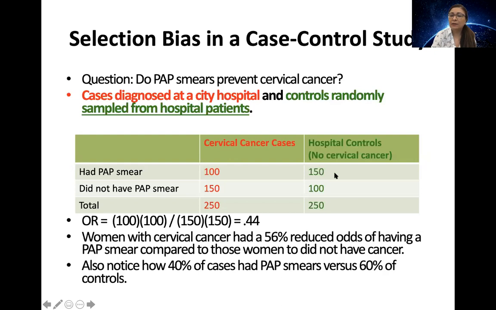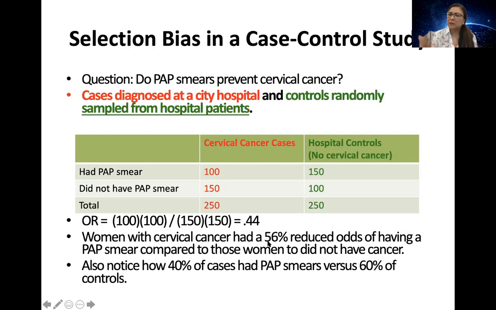So let's pretend these are some numbers that we derive from that case control study, and we get an OR of 0.44. Remember, that's less than 1, right? So, okay, cool. That means that the exposure, having a pap smear, is protective. That makes sense. And if we were to interpret this, we would say women with cervical cancer had a 56% reduced odds of having a pap smear compared to those women who did not have cervical cancer.